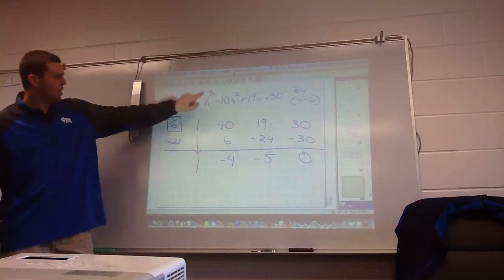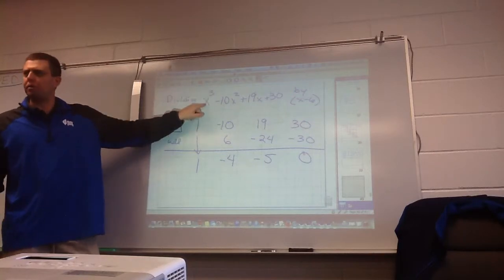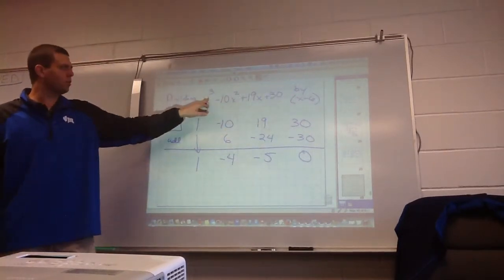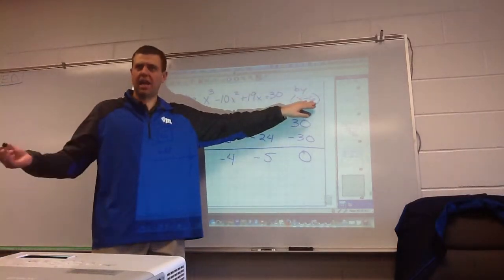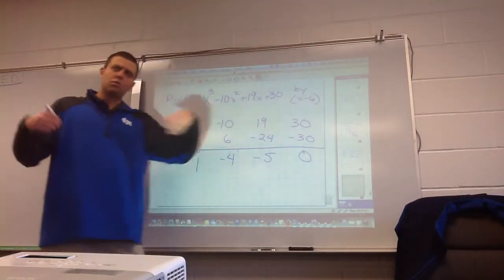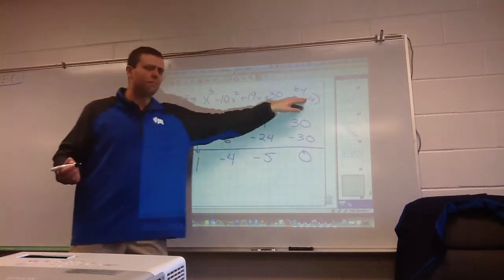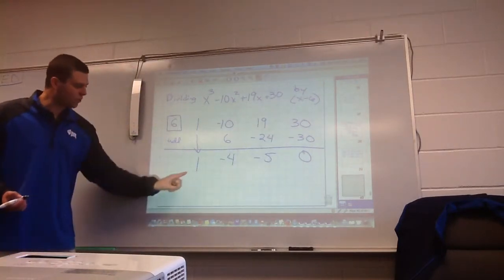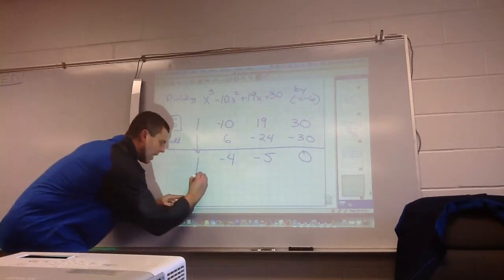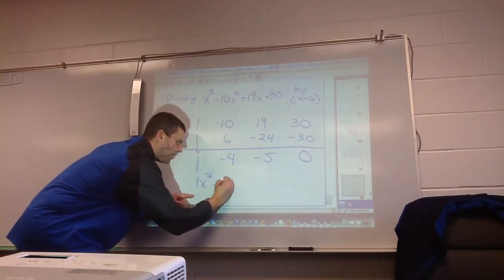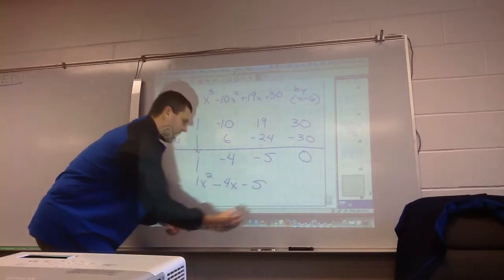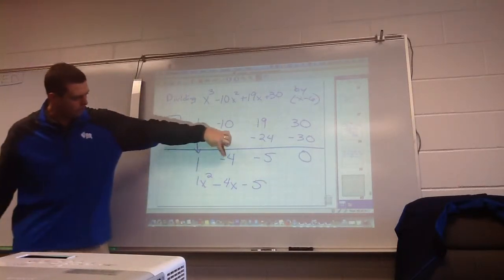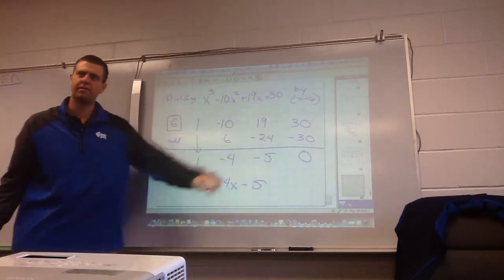Okay, let me show you. I started with x to the third power, and I divided it by an x, correct? When you take an x to the third and you divide it by an x, what do you get? X squared. So x squared is going to go with this 1. So I have 1x squared minus 4x minus 5. There's my answer, just like you got doing long division.